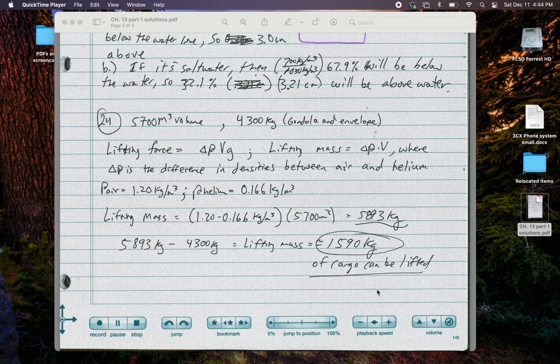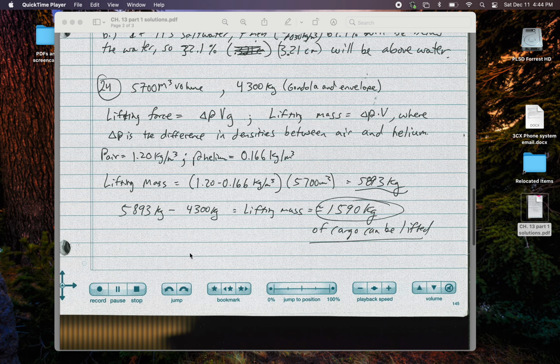So the lifting force is equal to the difference in densities times the volume times g. If you don't multiply by g, then you can find out the essential amount of mass that would be lifted. So it just depends on whether things are asking for force or mass, and here it asks for mass. Density of air, 1.2 kilograms per cubic meter. Density of helium, 0.166 kilograms per cubic meter. This difference in densities times that volume would give us the net amount that we could lift. But the mass of the ship itself is 4,300 kilograms, so it could only lift about 1,590 kilograms of cargo.